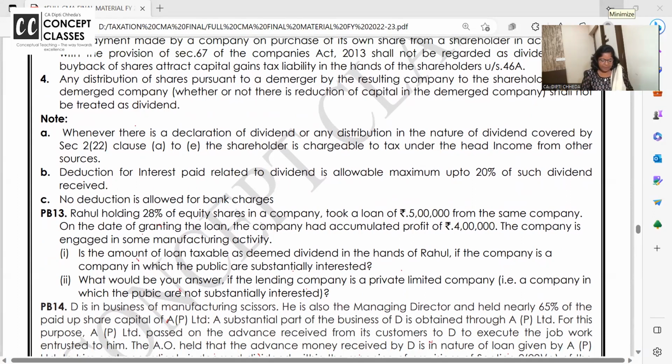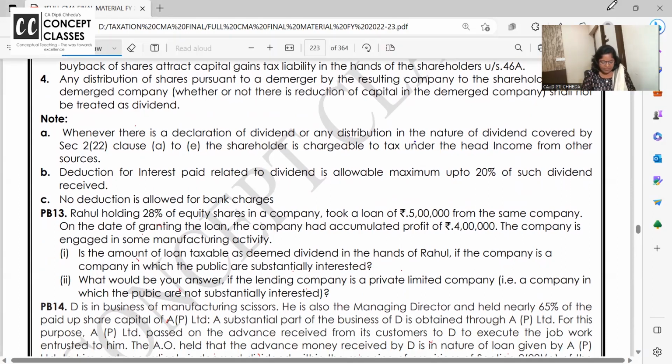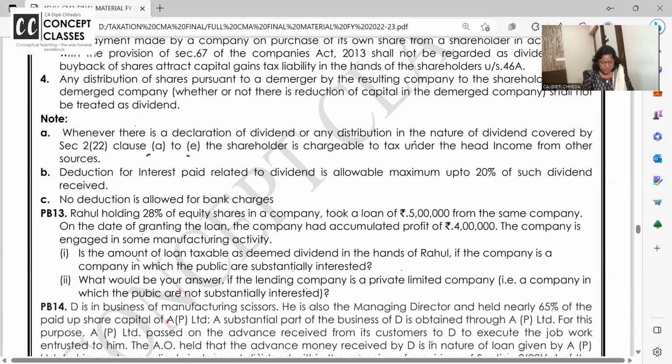Thank you. It's clear. Look, whenever there's a declaration of dividend in the nature of dividend covered in 2(22)(a), (b), (c), (d), (e), it is taxable in the hands of the shareholders as income from other sources. Deduction for interest paid related to dividend is allowed how much? Up to 20% of the dividend. No other deductions are allowed.